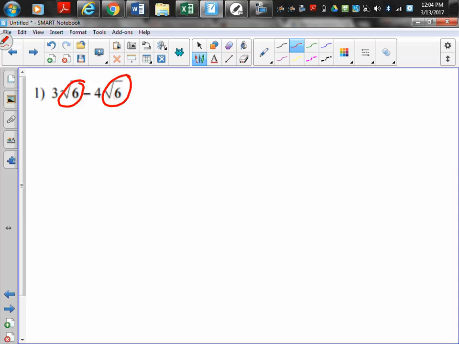You cannot add a cube root and a square root. 3 square root 6 subtracted by 6 square root 6, minus 4 square root 6. They must have the exact same number and the exact same power. It's just like if I had 3x minus 4x. You can't put them together if they're not the same.